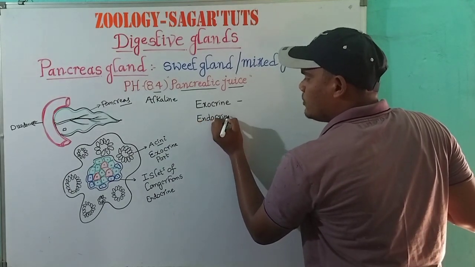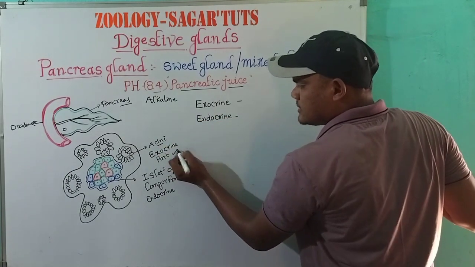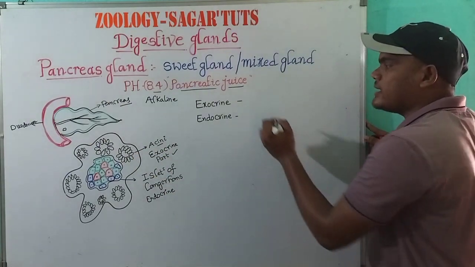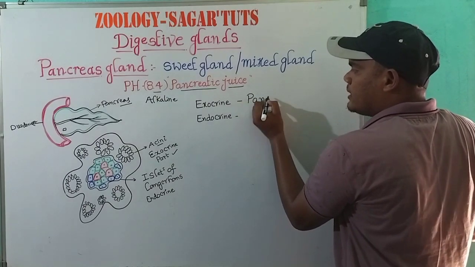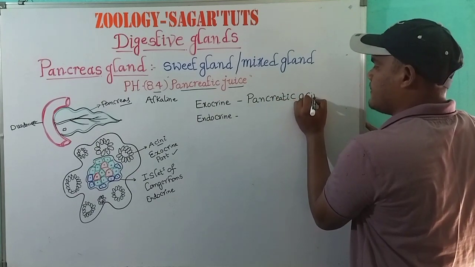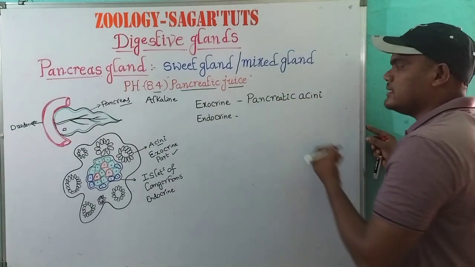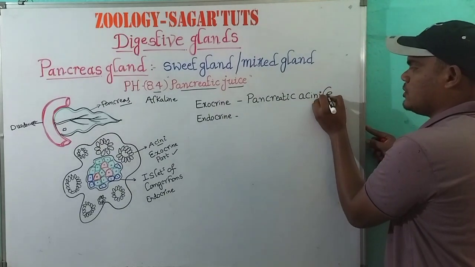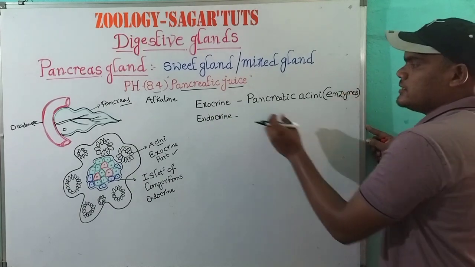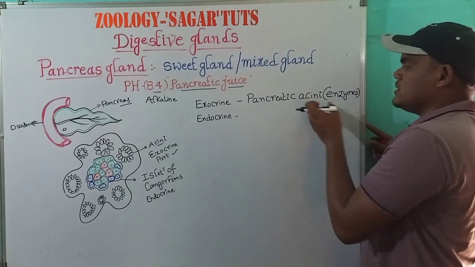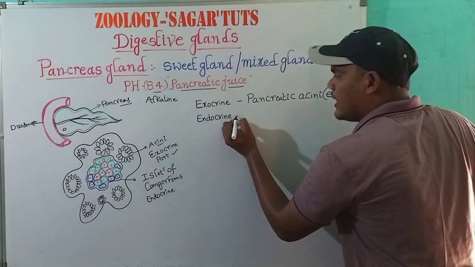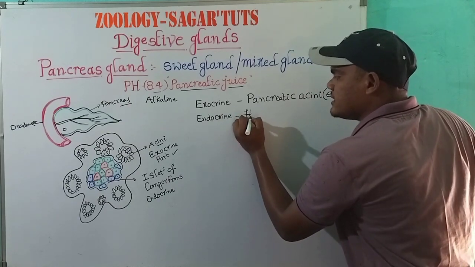Here, exocrine cells are the group of acinous cells. These acinous cells are called pancreatic acinous cells. These cells secrete enzymes, which is very important. So the exocrine functions secrete the enzymes, and the endocrine functions secrete hormones.